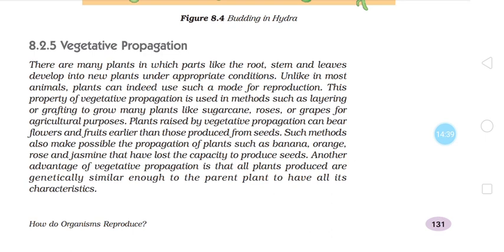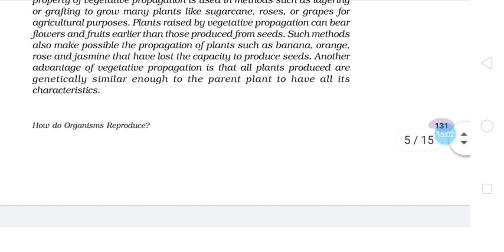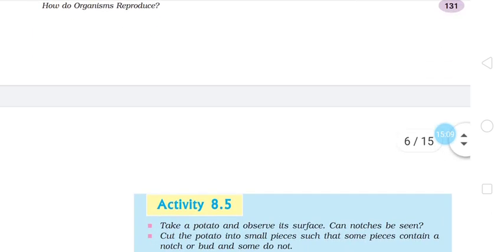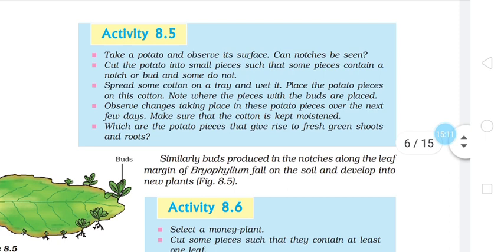Plants raised by vegetative propagation can bear flowers and fruit earlier than those produced from seeds. Such methods also make possible the propagation of plants such as banana, orange, rose and jasmine that have lost the capacity to produce seeds. Another advantage of vegetative propagation is that all plants produced are genetically similar enough to the parental plant to have all its characteristics. Here, activity 8.5 is discussed.